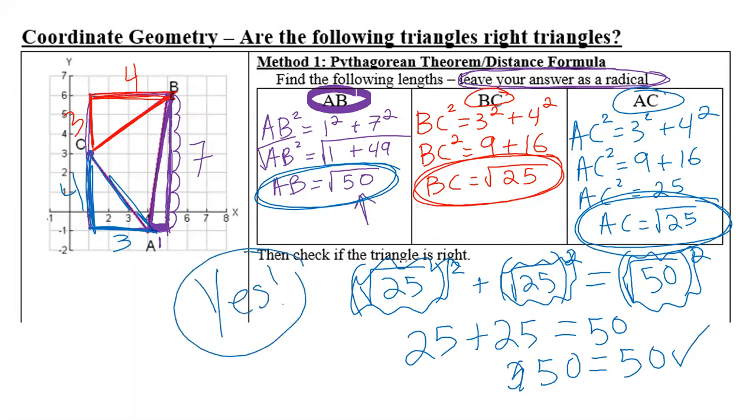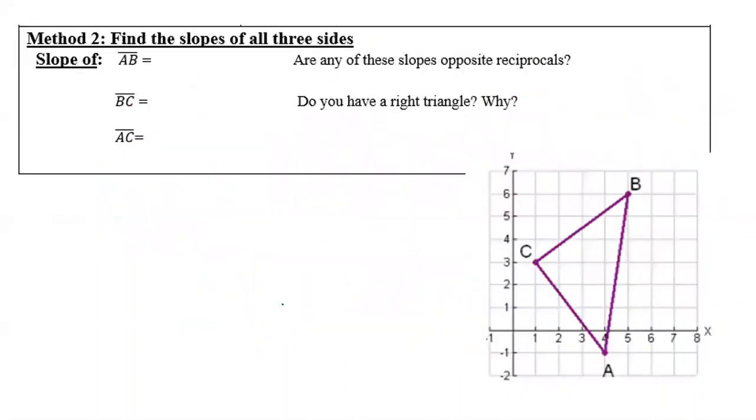Do I have a right triangle? Yes, because side squared plus side squared equals hypotenuse squared. We'll talk about rounding error next time, but that is why I want you to leave them in radicals, because of rounding error. This method, method 1, is math heavy. You can choose between method 1 and method 2. We'll look at method 2 next. This one has more calculations, but I think the next one, slope, has a little bit more room for error.